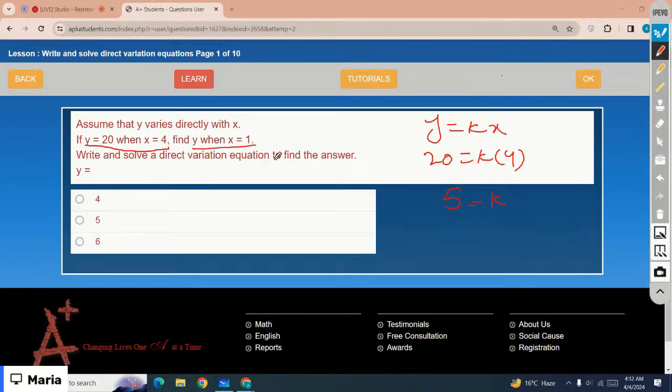Now use for this one, y equals kx. You are given the k, that is 5. You are given the x, that is 1. So that means y equals 5. So the missing value is y equals 5. Got it? The second one is the correct option, that is y equals 5.